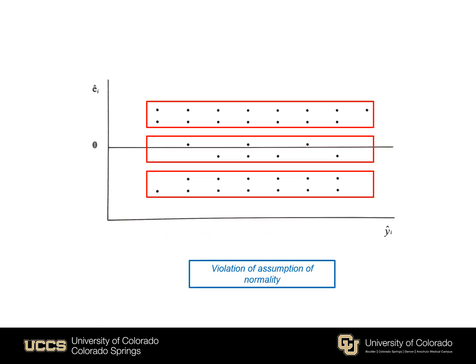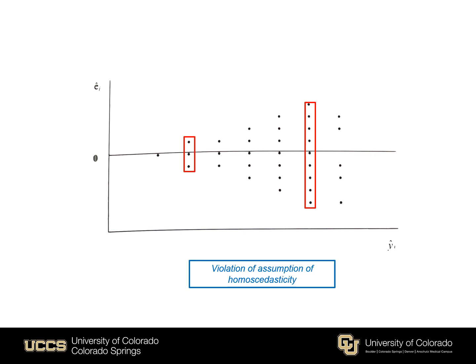And on this slide, we can see a violation of the assumption of normality, as if you look at the density of points around 0, those residuals are much more sparse around 0 than they are out at either the upper or lower extremes.